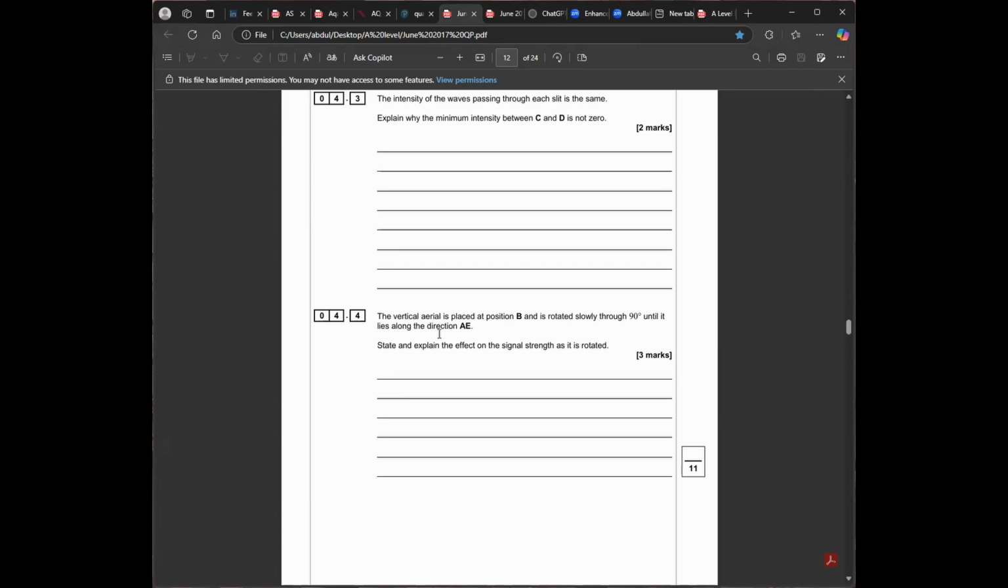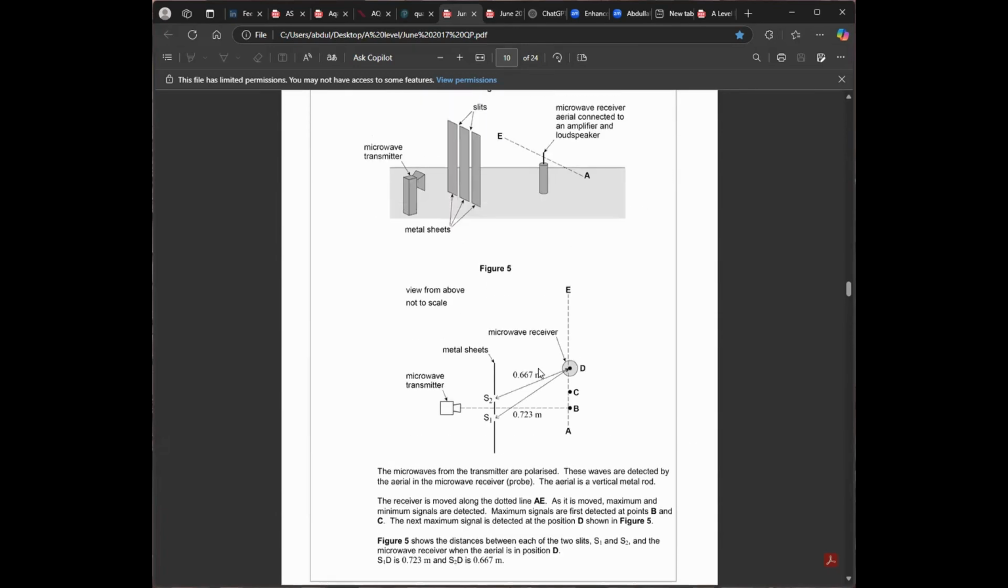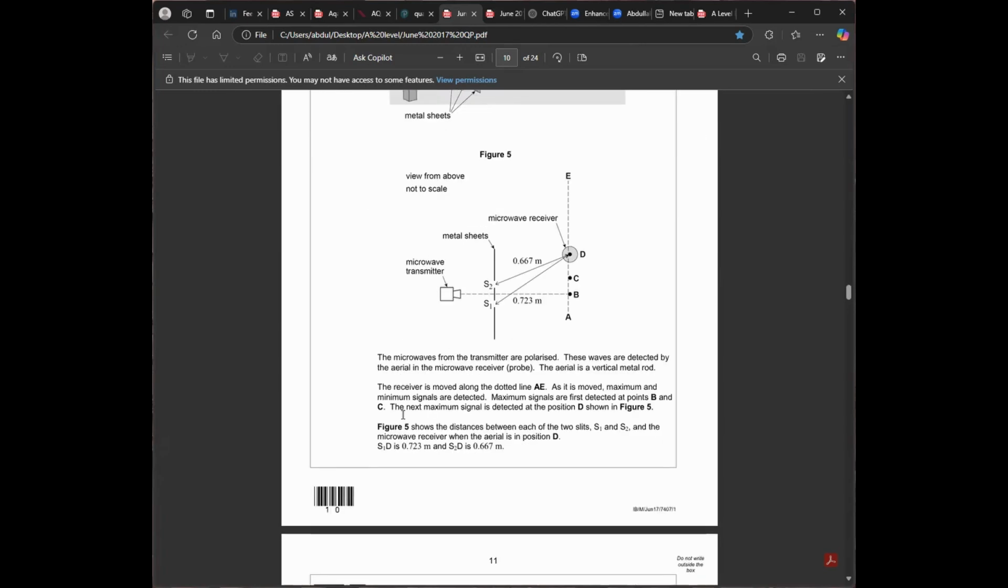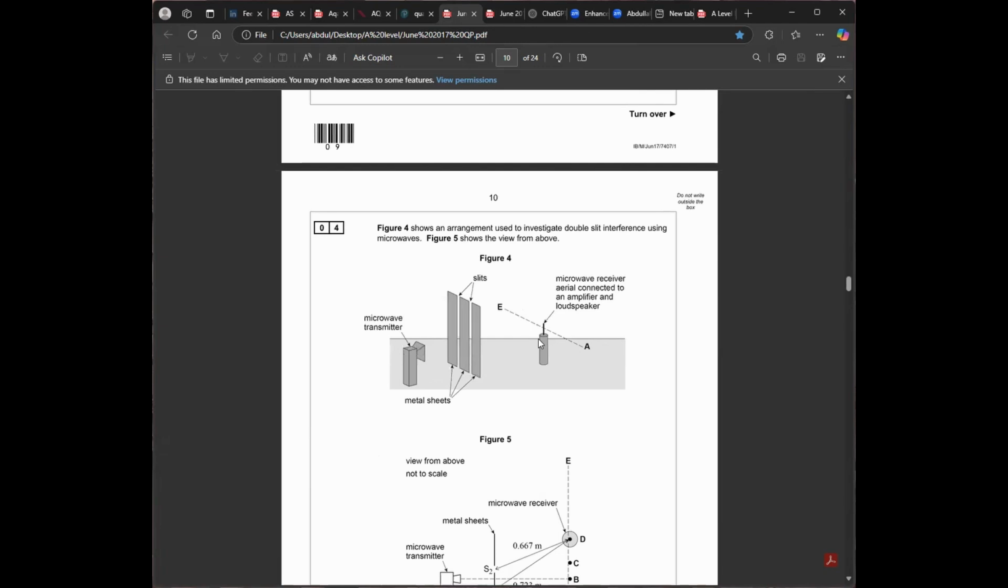The last question here: the vertical aerial is placed at position B and is rotated slowly through 90 degrees until it lies along the direction A. So that vertical aerial, which is actually measuring the intensity, the receiver, is measuring the intensity of what kind of interference is happening.